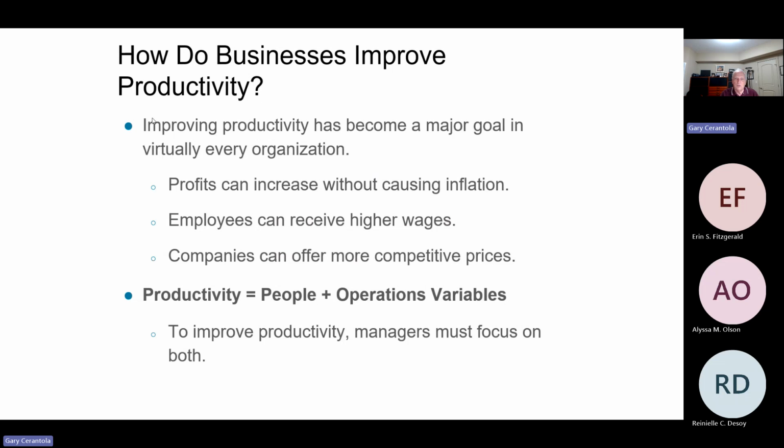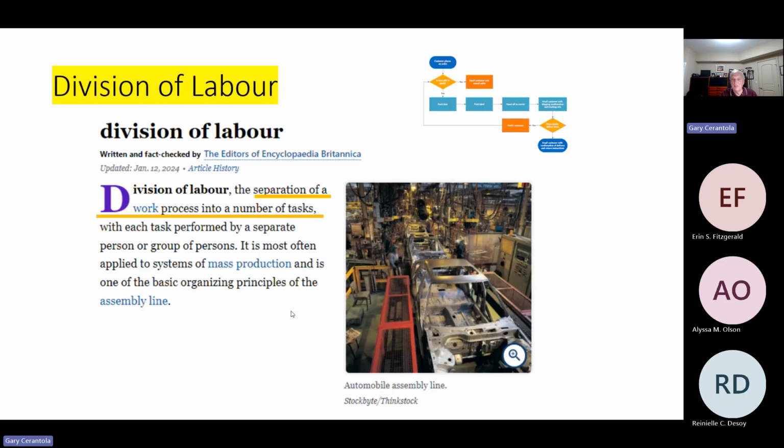So how do businesses improve productivity? Well, profits can increase without causing inflation. Employees can receive higher wages. Companies can offer more competitive prices. So improving productivity has a big impact. And productivity is related to good, well-trained people and operational variables. So, you as a manager, you need to focus on the behaviors and the capabilities of people, and then on the operation variables itself.